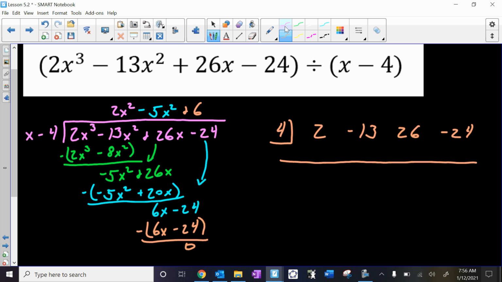Anytime we're above the line, we're going to be adding. Anytime we're below, we're going to be doing some multiplying. So I'm going to drop the 2 to get started. And I'm going to take 4 times 2 to get me 8. And then I keep adding. Negative 13 plus 8 gets us negative 5. Multiply. 4 times negative 5 gets us negative 20.